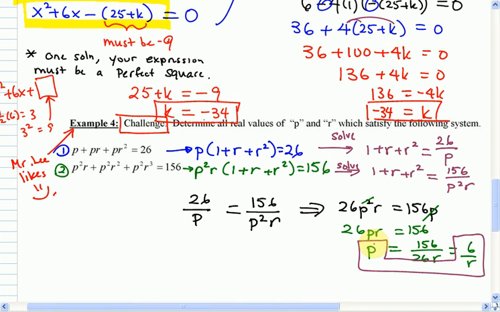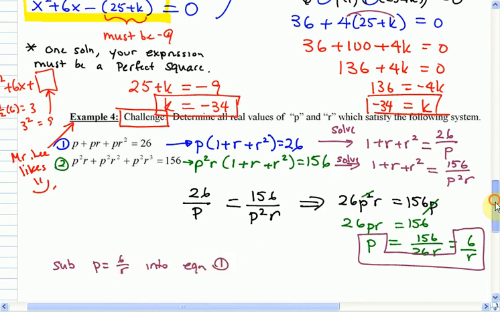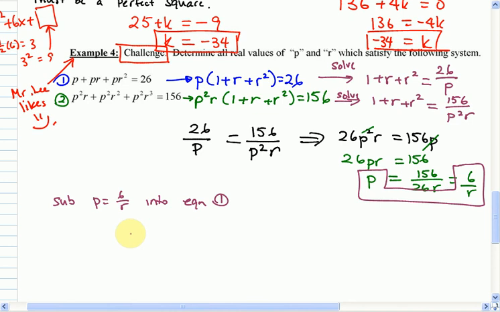Now what can you do? Now it's time to substitute. Where would you like to put this p equals 6 over r, the first equation or the second? The first one. So let's substitute p equals 6 over r into equation number 1. I'm going to ask you to do this on your own, because I want you to have the exciting challenge of doing this.